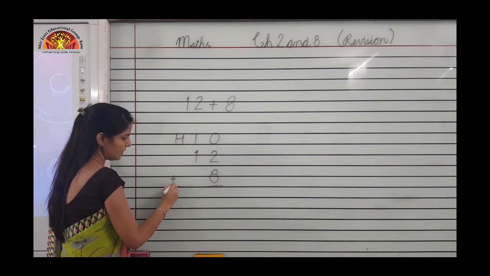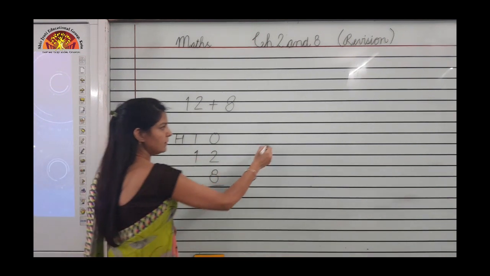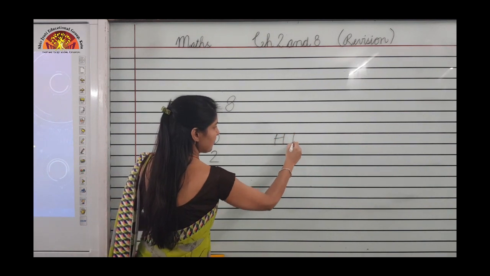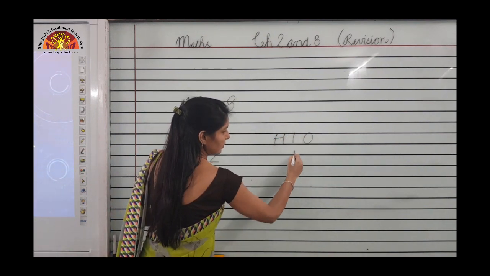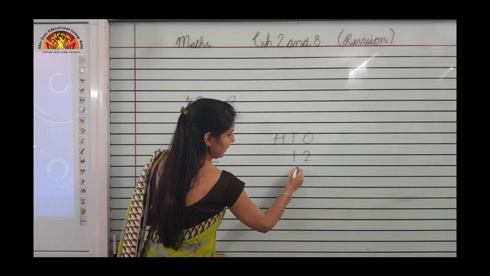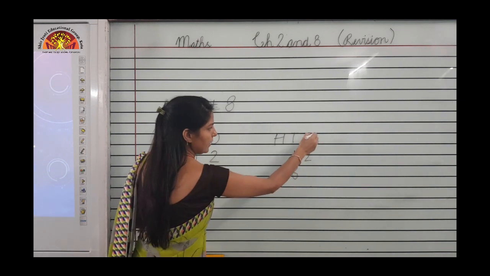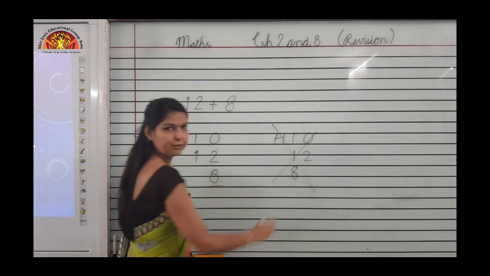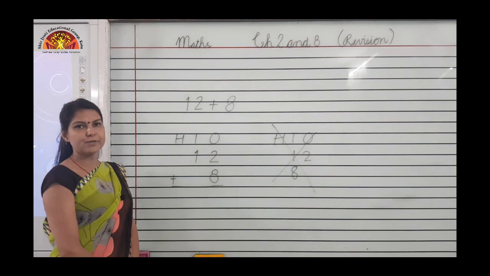Now we will add these numbers. If you write the numbers like this, 8 here or here, then it will be wrong. I hope you have understood.